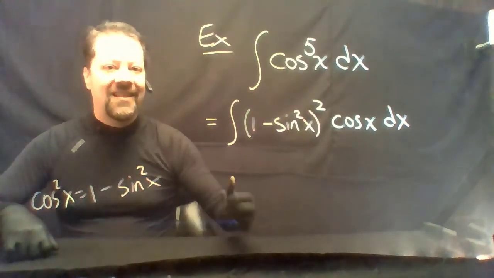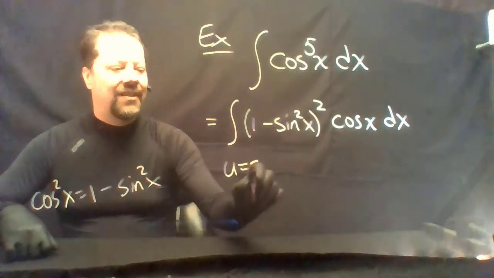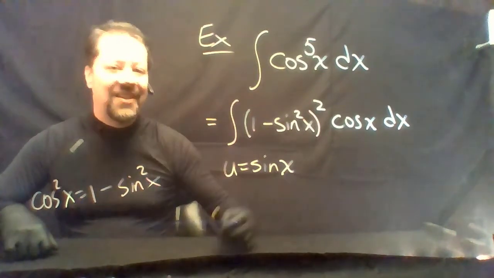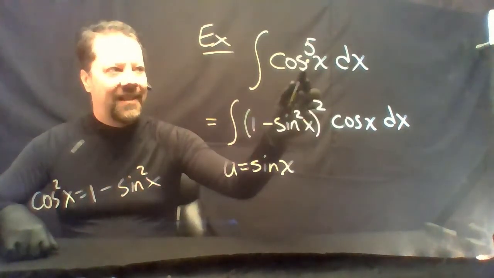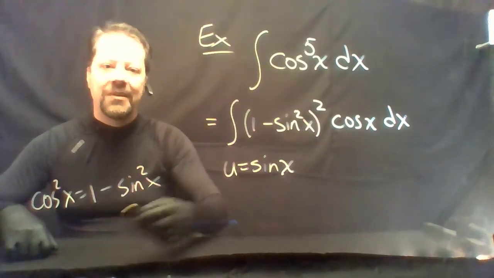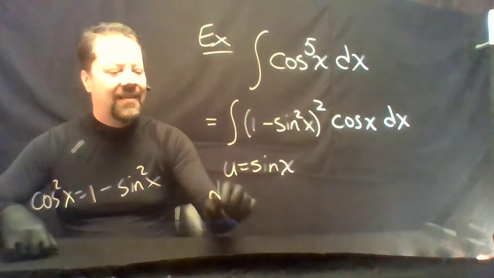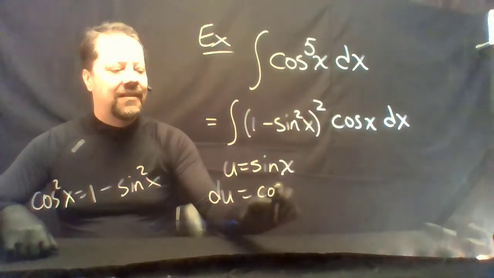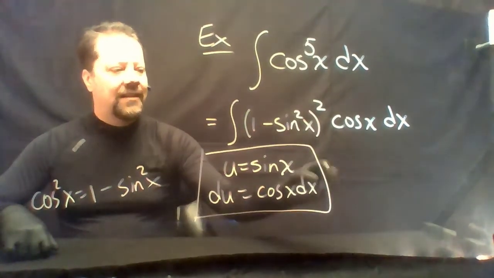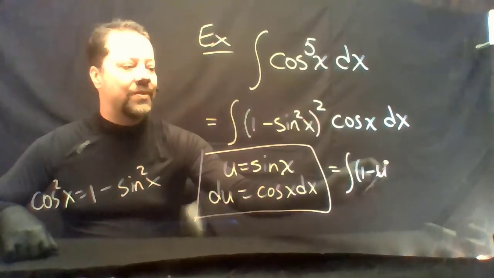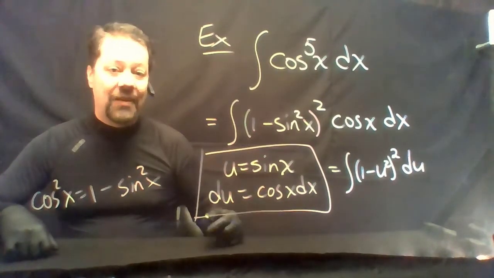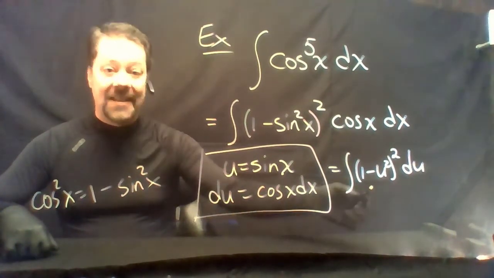It is at this point that you do a u substitution. U is sine x, because you have the derivative of something lying around. You can see that this will happen every time that the exponent is odd. You split one off and convert an even number into the other trig function. Du is then cosine x dx. The integral is transformed into 1 minus u squared squared du. Now we just FOIL this out and integrate this as a polynomial.